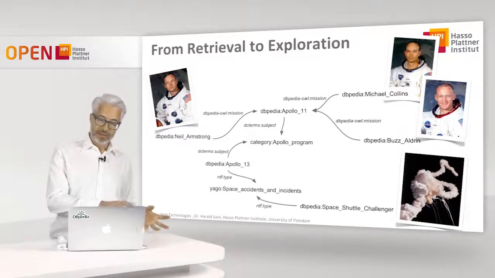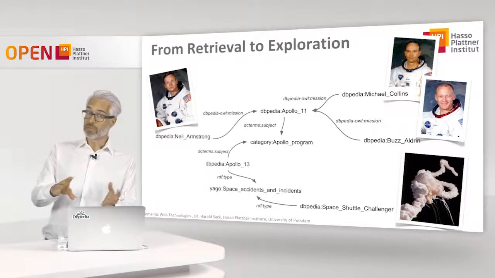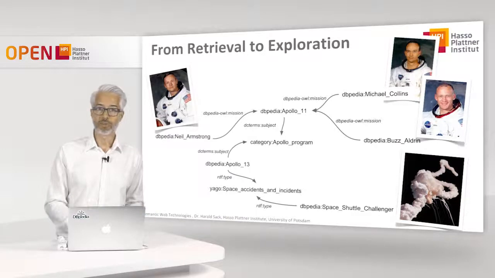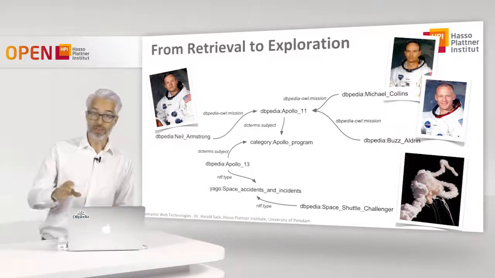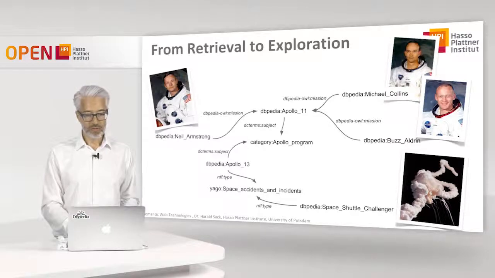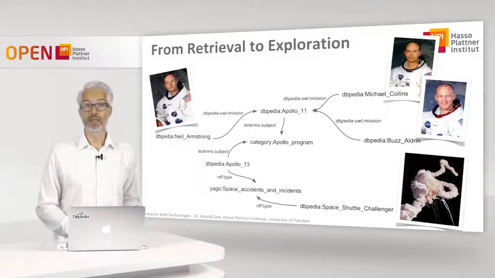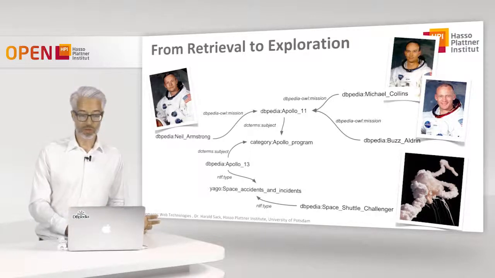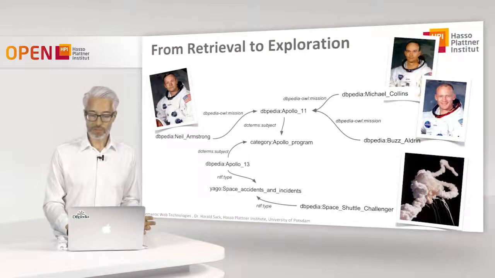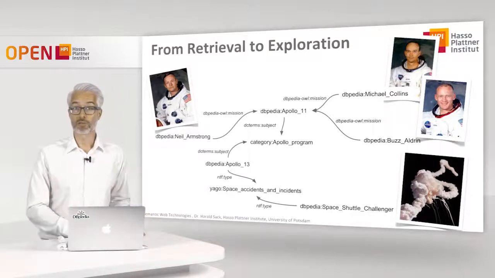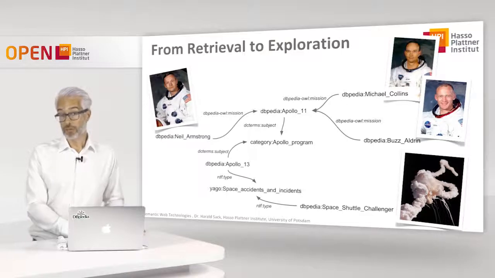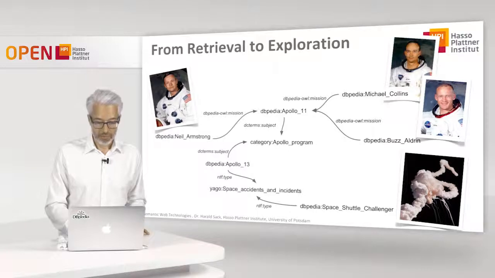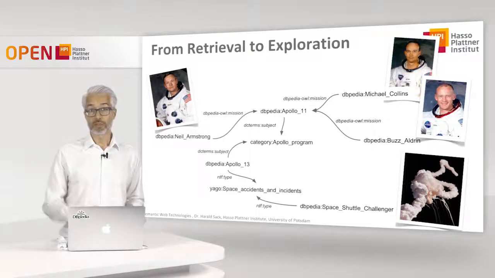And because all of this available data in the web of data forms a huge graph, you could follow the links in the graph and explore the knowledge that is here. For example, you could see that Neil Armstrong was part of the Apollo 11 mission. And then, if you are interested, you can look up the other crew members, Michael Collins and Buzz Aldrin. You might see that Apollo 11 was part of the Apollo program. And therefore, you might also be interested in Apollo 13, which was a rather special mission because it nearly failed.